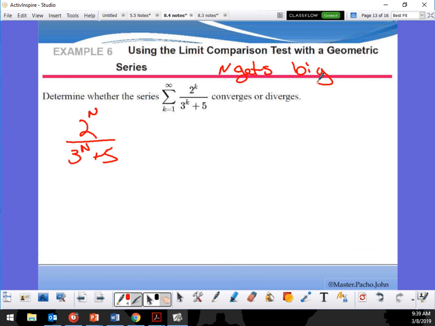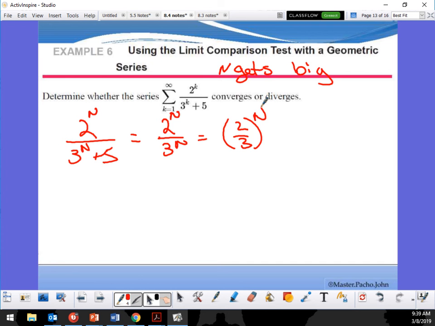the 5 is just going to go away. As I'm taking this to infinity, the 5 is going to go away. So I'm going to compare it to 2 to the n over 3 to the n, which is basically just saying that I'm going to have 2/3 all to the n. Right here. So now this is going to be my geometric series.